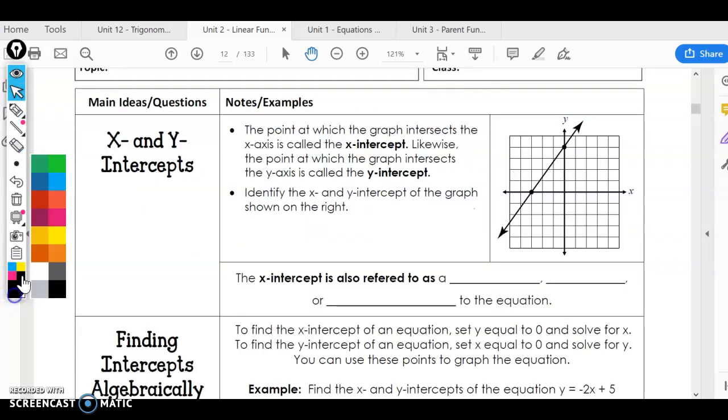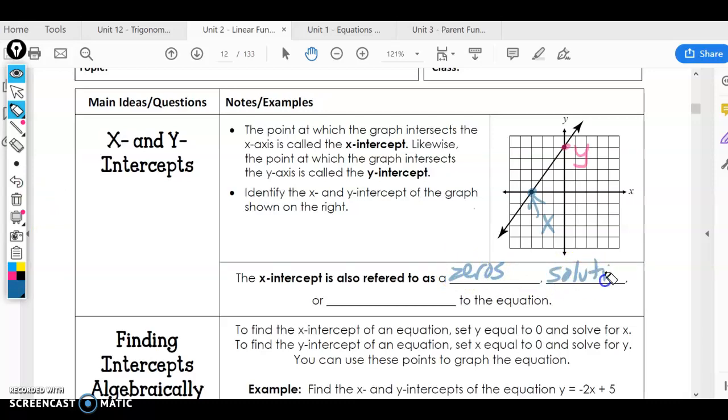Okay, last thing we got to talk about are intercepts. The x-intercept is basically where the graph crosses the x-axis. The y-intercept is where the graph crosses the y-axis. X-intercepts are probably more important in my opinion. X-intercepts are referred to as zeros, solutions, or roots to the equation. Basically, whenever I ask zeros, solutions, or roots, you're looking at the x-intercept of the graph.